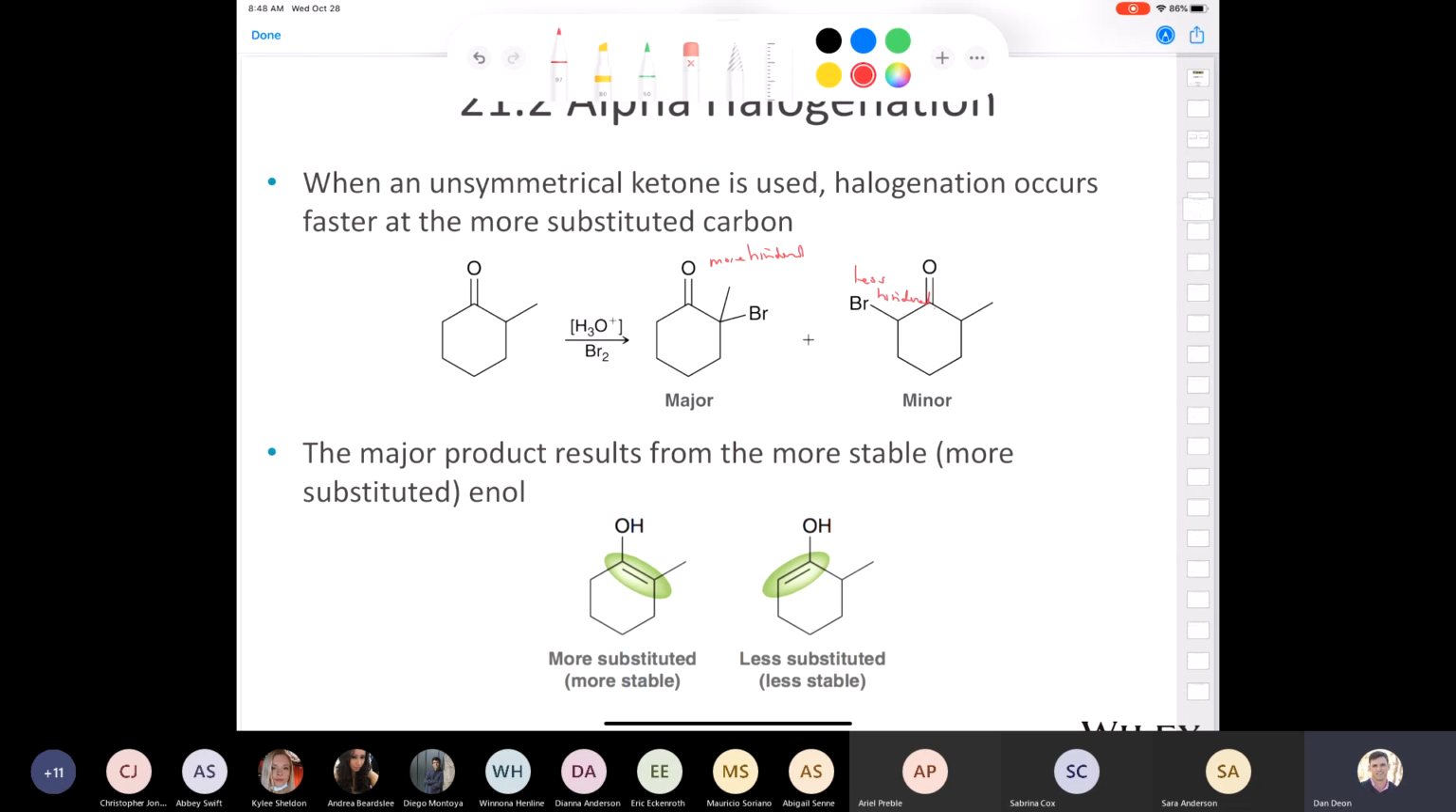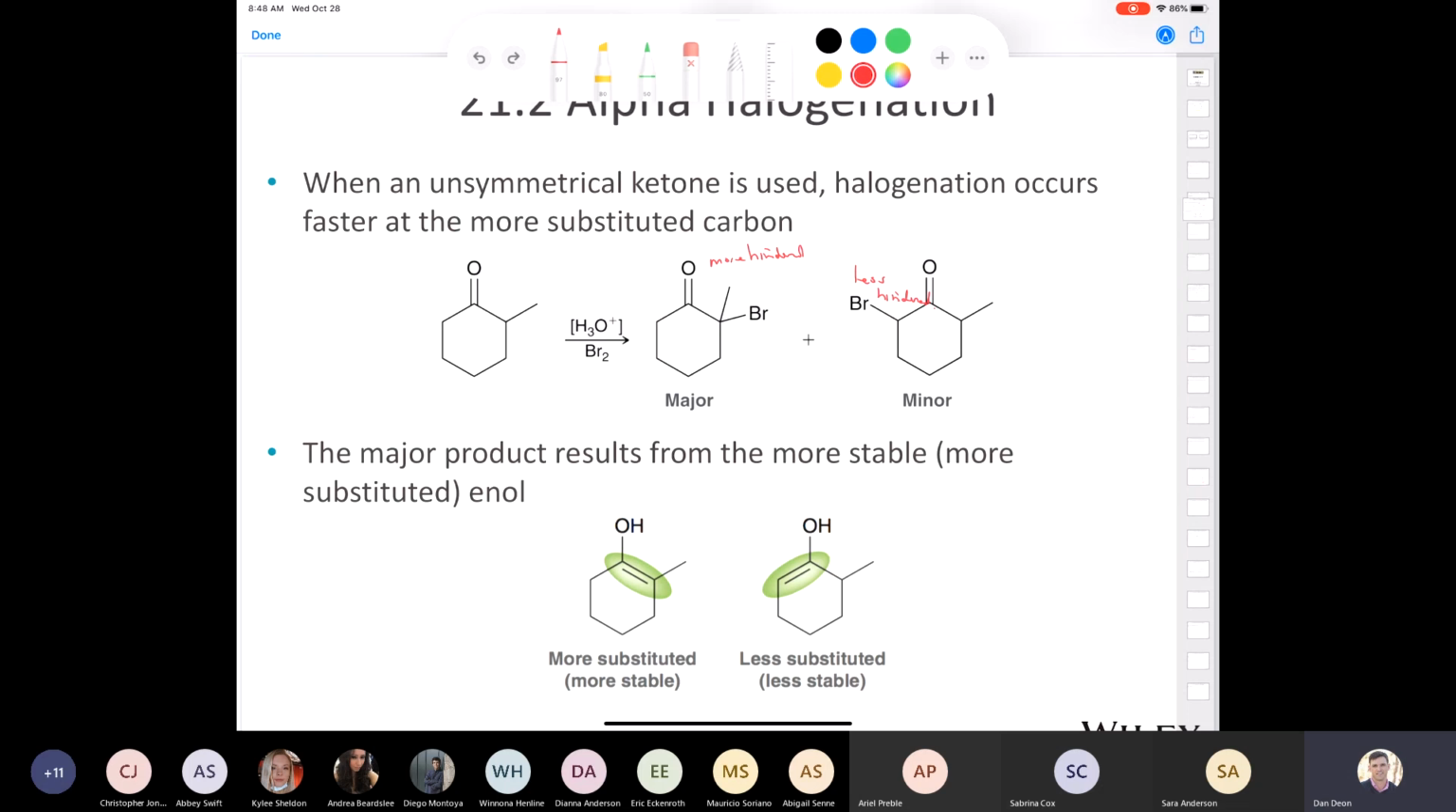Okay, and the reason why it's going to be on the more hindered carbon is because the more substituted the enol is, the intermediate, okay, it's going to be the more stable enol, right? And we looked at substitution of alkenes a long time ago. That's something that I think we looked at way back in chapter 7 or something. Okay, we said the more substitution that we have on an alkene, the more stable it is. In fact, that's how we rationalized Zaitsev product formation over Hoffman product formation and things of that ilk.